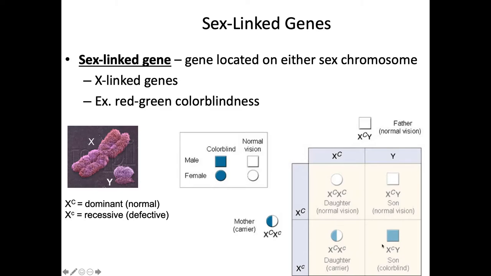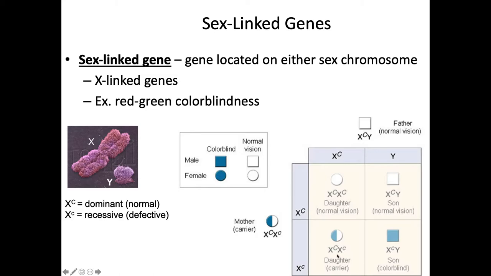And then when you complete the Punnett square, you can see that this daughter is homozygous dominant, so she is okay. The son received the dominant allele from the mother because the mother gives the X to the son. He is normal. He can see normally. This daughter received a dominant allele from the father, recessive allele from the mother. She is heterozygous, but she is okay. But she is a carrier.